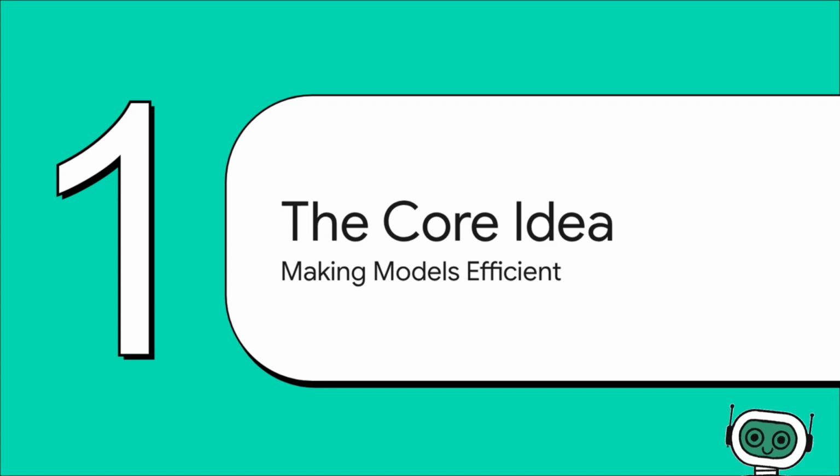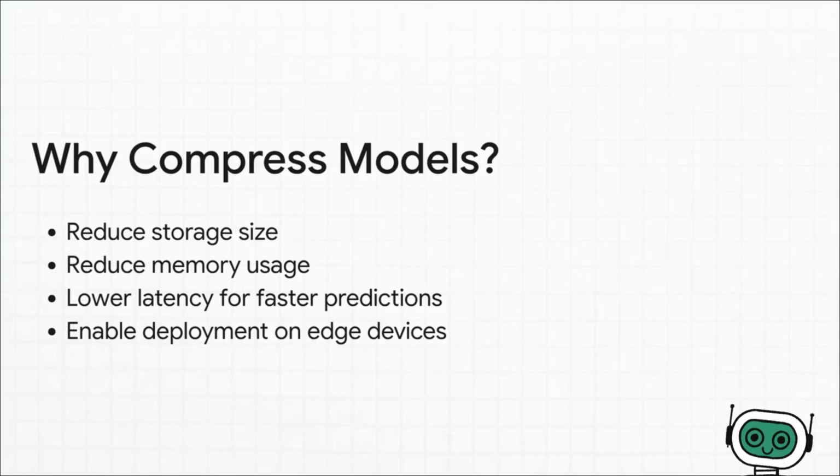The whole challenge boils down to this. Large models need a ton of memory and processing power. So an entire field called model compression has emerged to solve this exact problem. So why bother compressing them? The reasons are really practical. First, we need to shrink the model's file size, so it doesn't take up so much disk space. We also need to reduce how much memory it uses when it's running. This helps lower the latency, which means you get faster predictions for things like chatbots. And maybe most importantly, it's what lets us run powerful AI on small devices, like your phone.